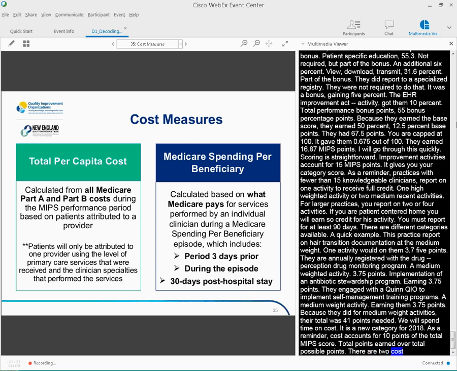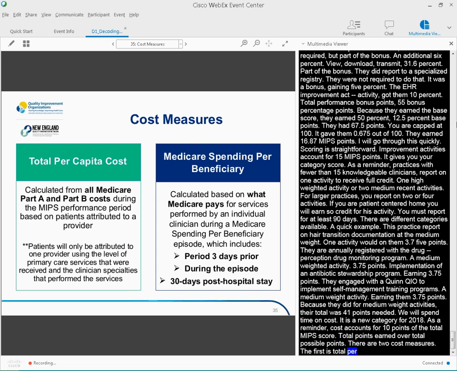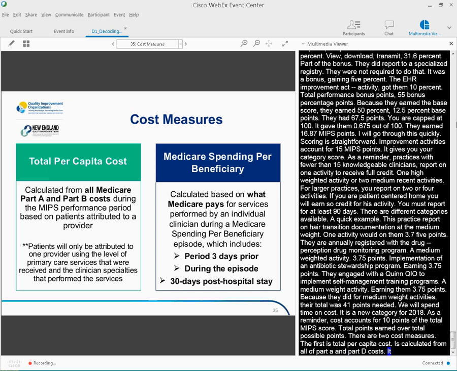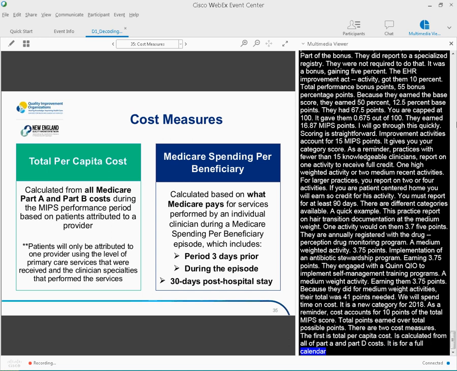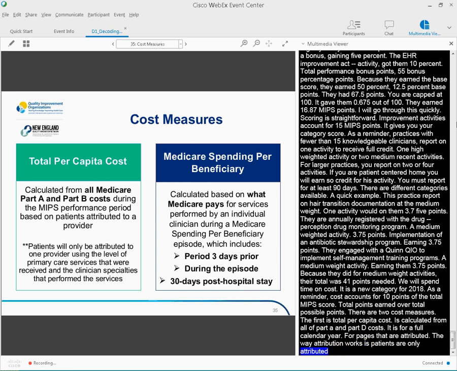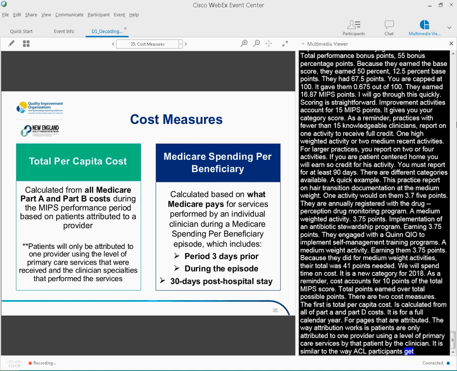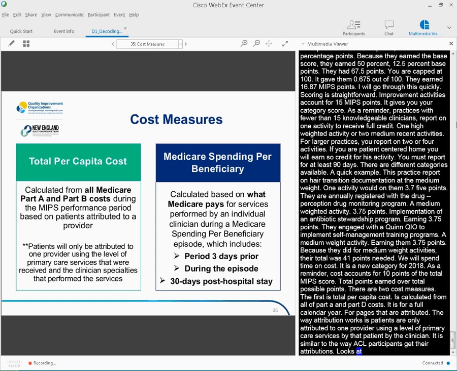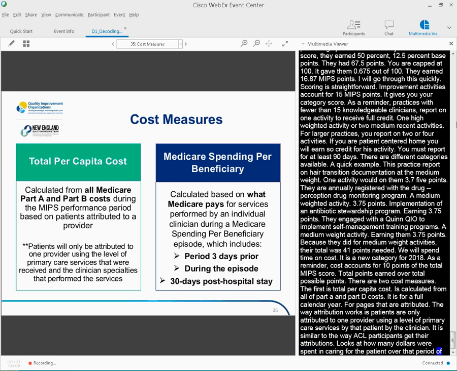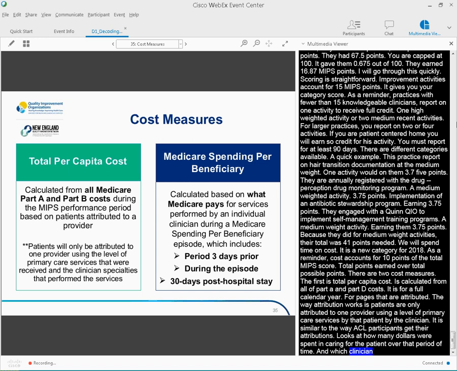This is calculated from all of the Medicare Part A and Part B costs during the MIPS performance period, and this is for a full calendar year of data for patients that are attributed to a provider. So the way attribution works is that patients are only attributed to one provider using a level of primary care services that were received by that patient from that clinician. So it's very similar to the way ACO participants get their attribution of different patients. It looks at how many dollars were spent in caring for that patient over that period of time and which clinician was responsible for providing the most number of services to that patient.